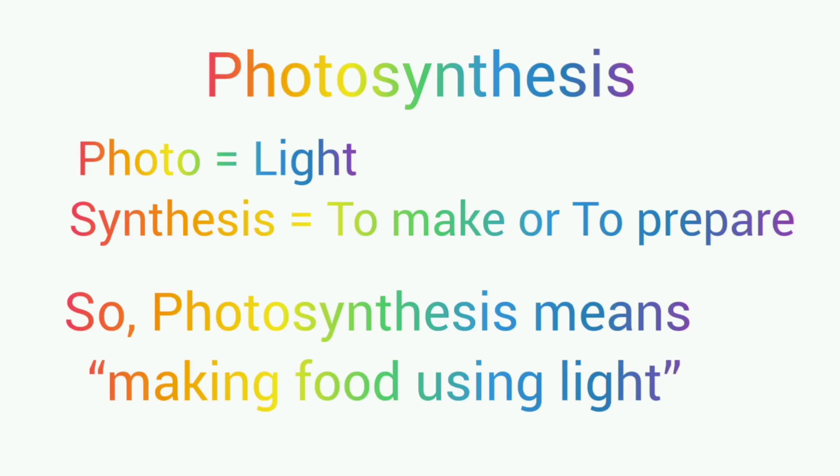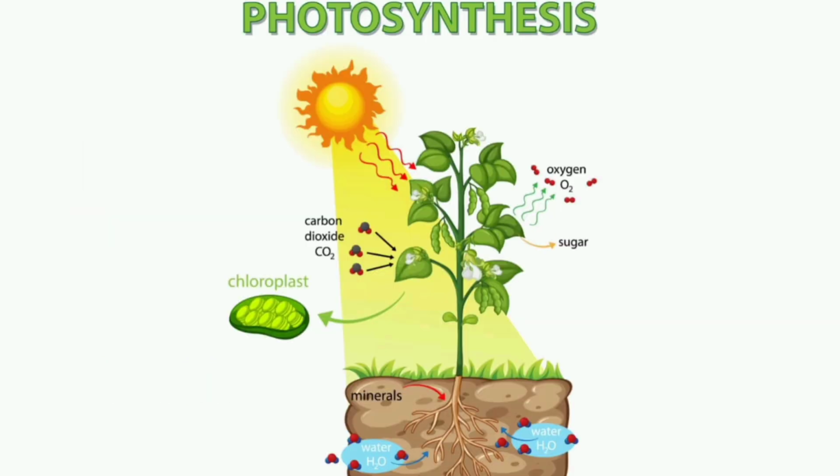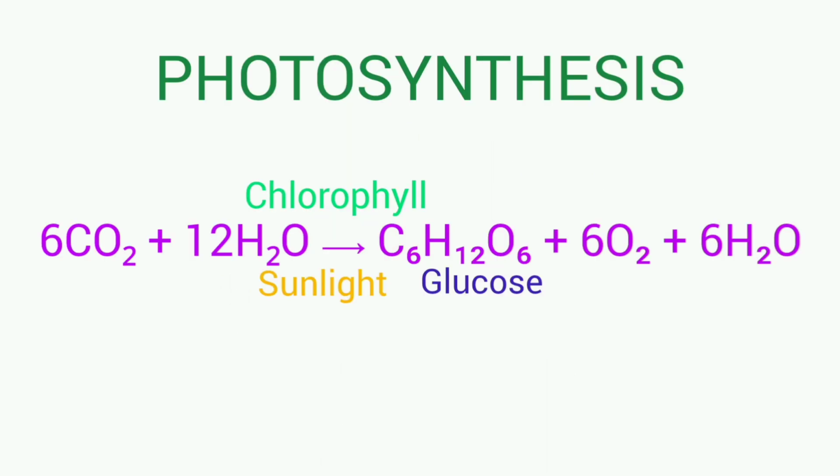Now let us learn about the important process that helps green plants make their own food, and this process is called photosynthesis. The word photo means light and synthesis means to build or make. So photosynthesis simply means making food using light. In this process, green plants take in carbon dioxide from the air and water from the soil, and with the help of sunlight and chlorophyll, they prepare a simple food called glucose and release oxygen as a byproduct. Do you know what actually happens during photosynthesis? Let us now see what truly goes on inside the green leaves during photosynthesis.